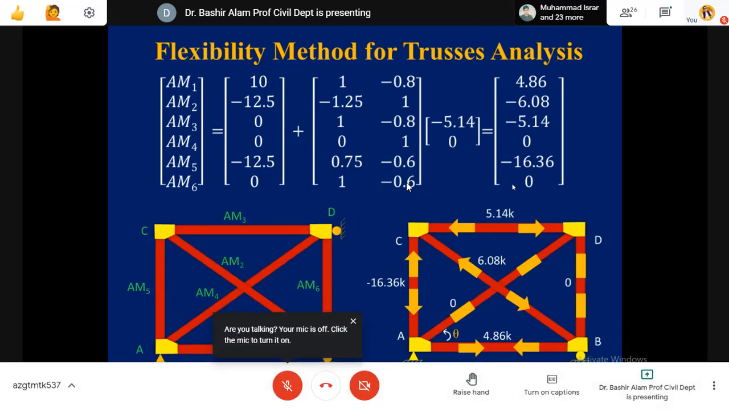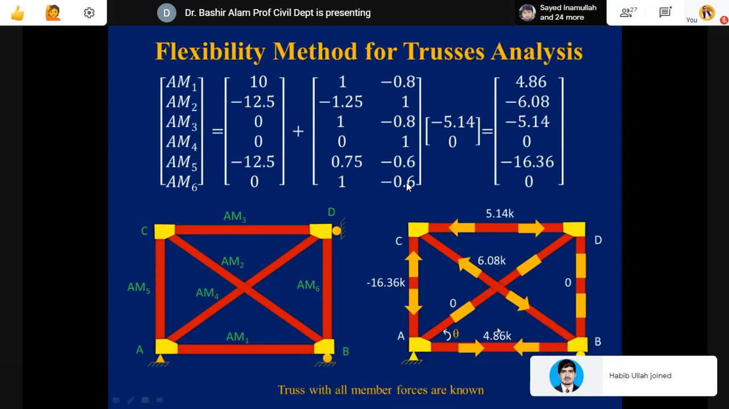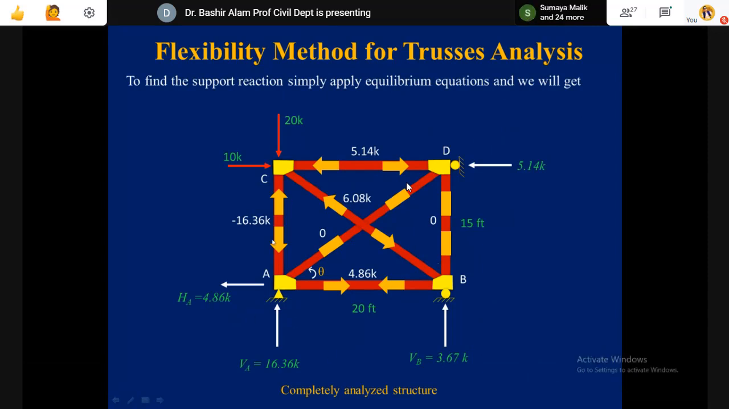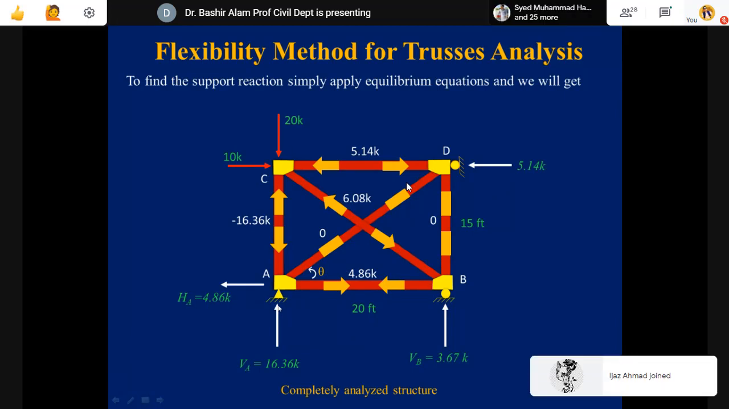We see all the member forces, and then we put them on the final sketch. We label each member with their force and direction. So this is now the completely analyzed structure. You need to find out the support reactions also, using the same concept I asked you. Now I'll stop here, and if you have any question, you can ask me.